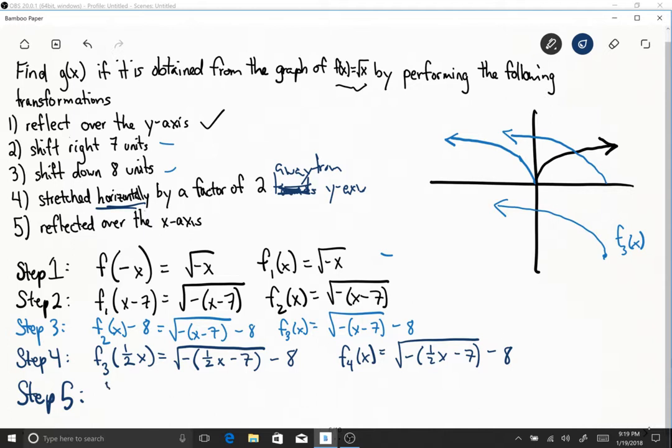So now to reflect over the x-axis, notice we just toss a negative on the outside there. So negative f4 of x equals negative, and then we have this whole big quantity. So you get square root of negative 1/2 x minus 7, and then we have a minus 8.